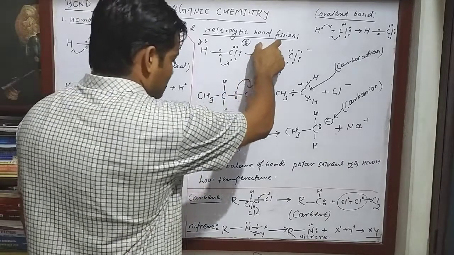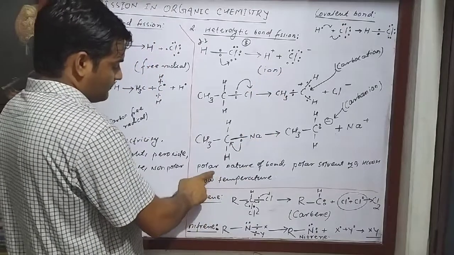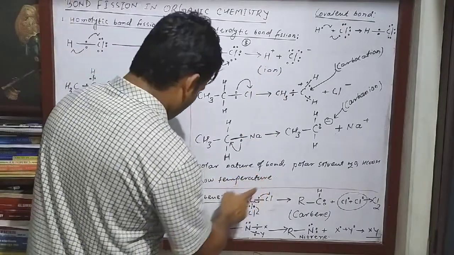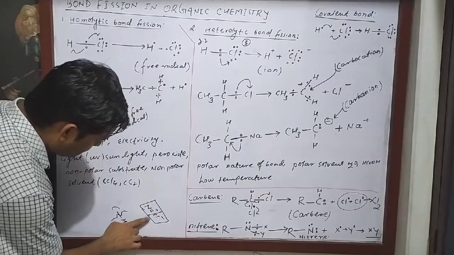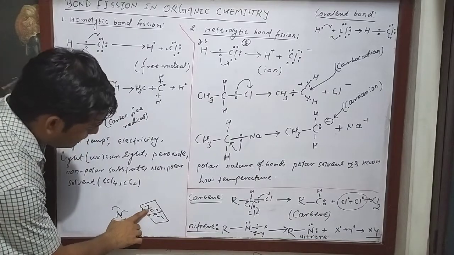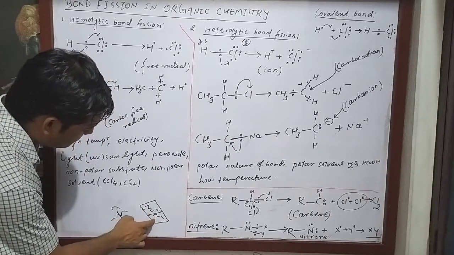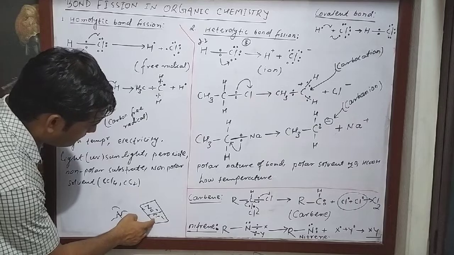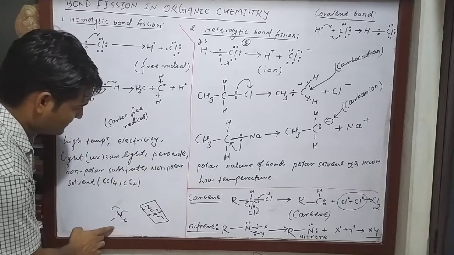And now come to the condition of heterolytic bond fission: polar nature of bond. Here in the NaCl molecule, between sodium and chlorine, there is an ionic or polar nature of bond, therefore in the NaCl molecule there is always heterolytic bond fission.